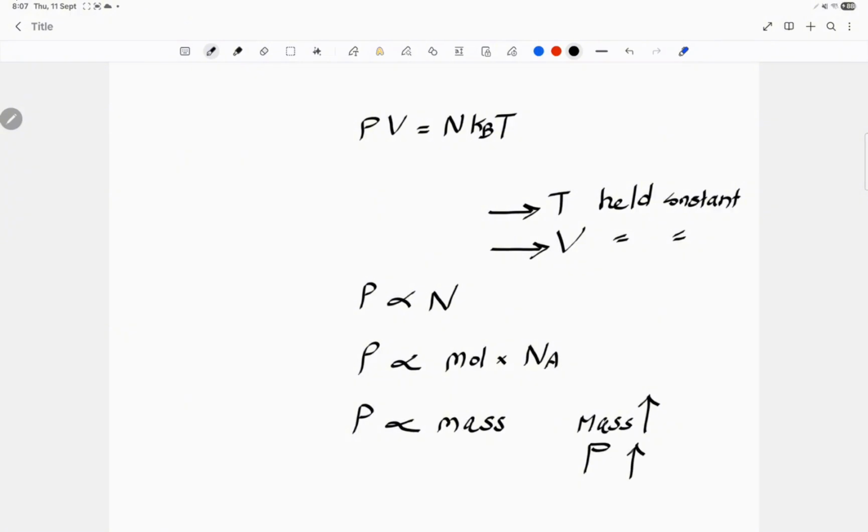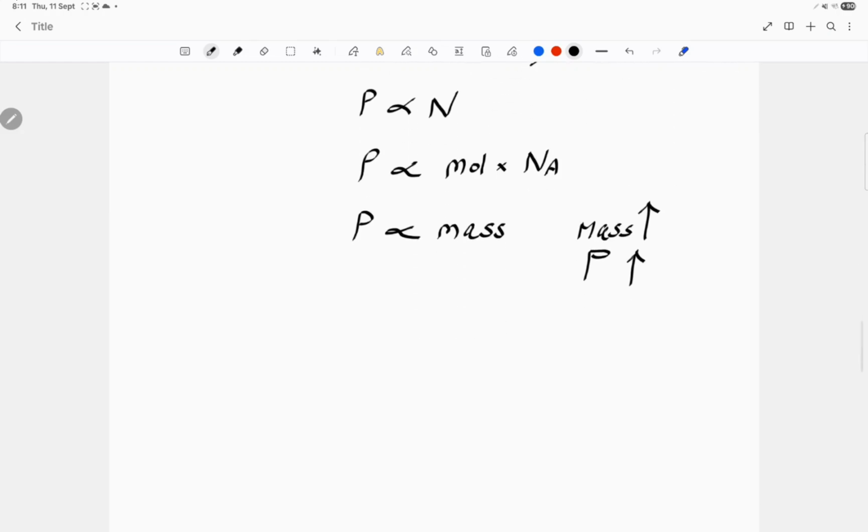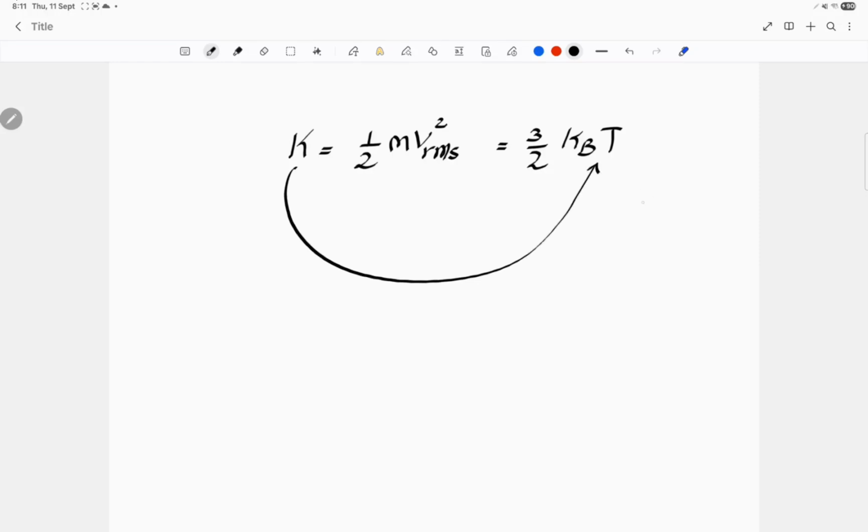Okay, now if you look at the equation sheet, we have two equations for kinetic energy. We have half m v rms squared. And v rms just means the average velocity of all the particles that are out there. And we also have another equation, which is 3 over 2 kB T. Now, according to this equation, we can say that the K and the T are going to be directly proportional to each other. And again, this T has to be in Kelvin.